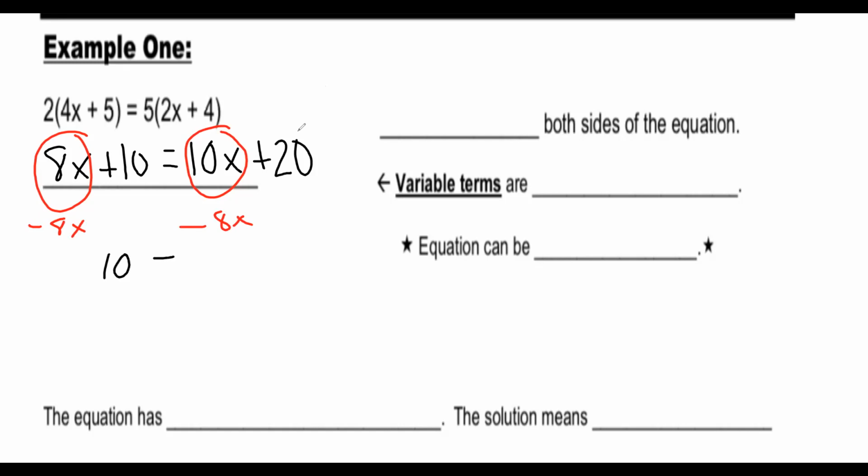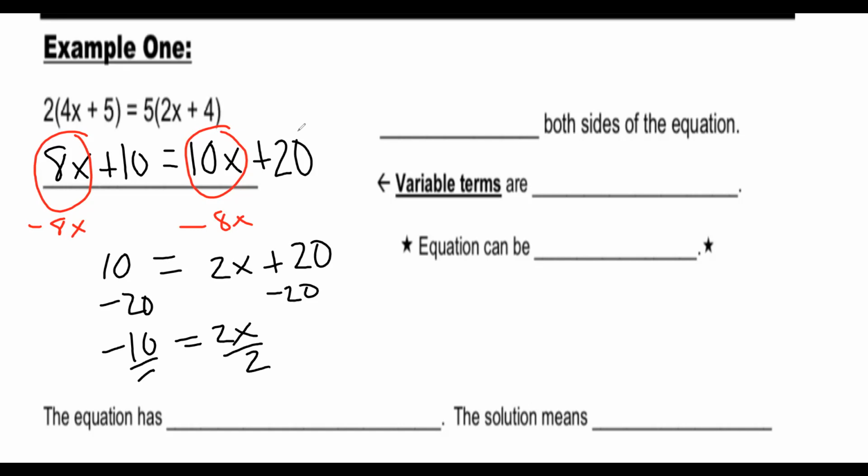So we're gonna have 10 equals 2x plus 20. Now we're gonna need to subtract 20 from both sides. We get negative 10 equals 2x. And what are we gonna do to get x by itself? Yep, divide 2 from both sides, so x will equal negative 5, and look at that.